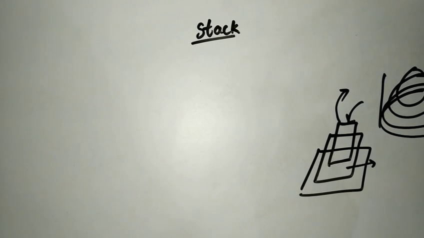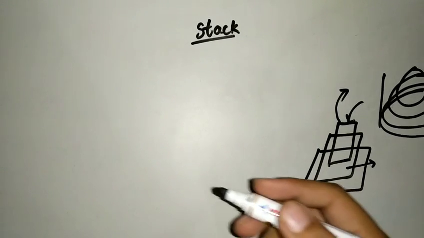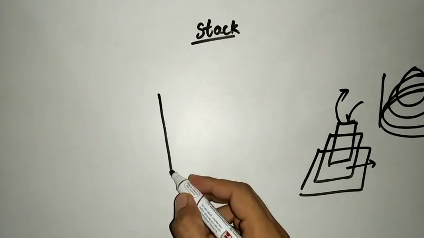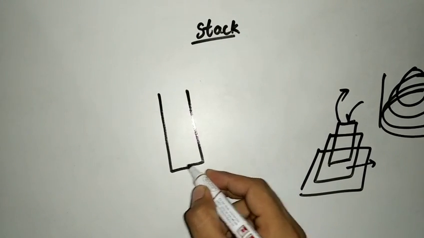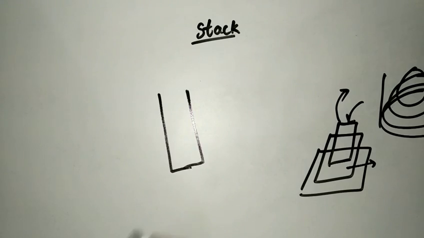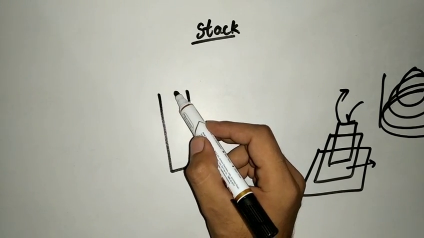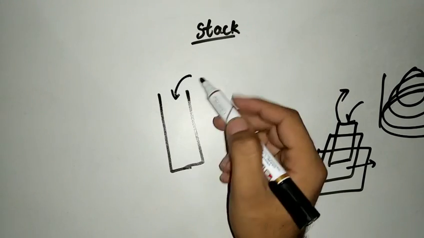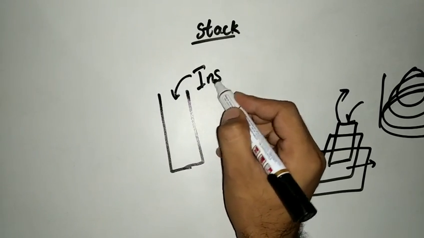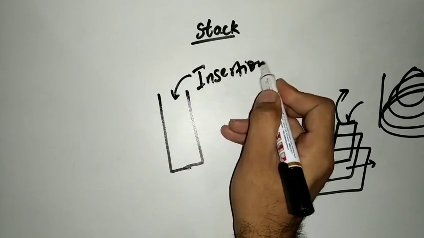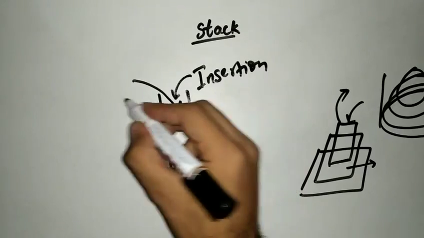Similarly, in computer science, we have a stack of elements in which we can insert an item at one end and delete an item from the same end, and that end is called the top of the stack. For example, this is our stack. This is open from one side. We can insert elements from this side, insertion from this side, and deletion also from this side.